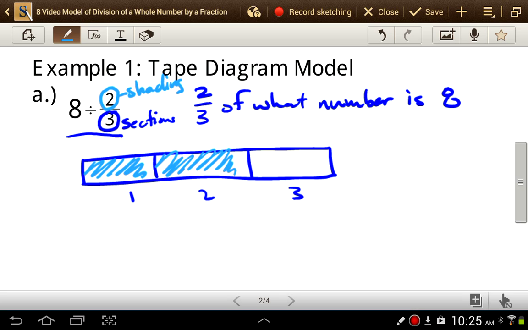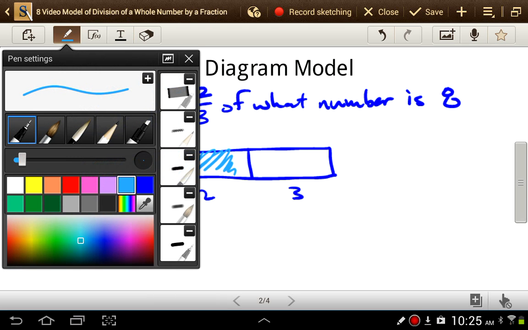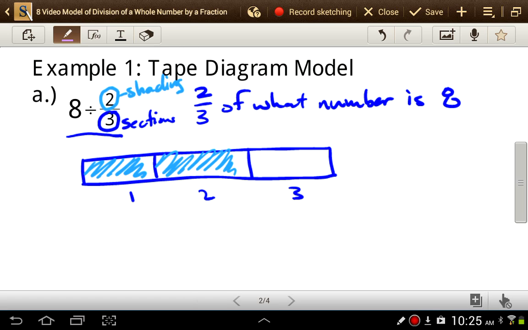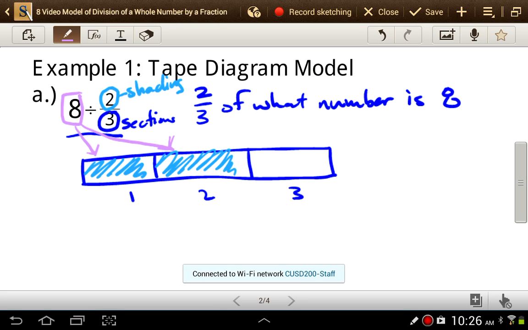Okay? Now I have to try to figure out my answer, and that is where my 8 is going to come in. So let me switch colors. Let's try purple. And what I'm going to do is break up my 8 here, and I'm going to put it evenly into each shaded section. So I have 2 sections shaded. So 8 divided by 2 is 4. So I'm going to put 4 in here, and I'm going to put 4 in there.